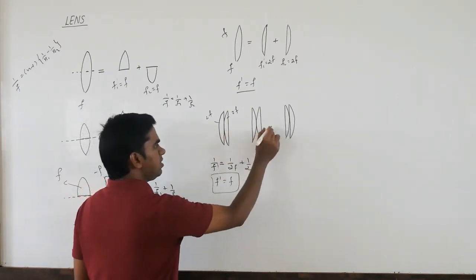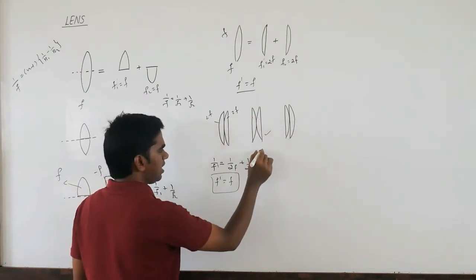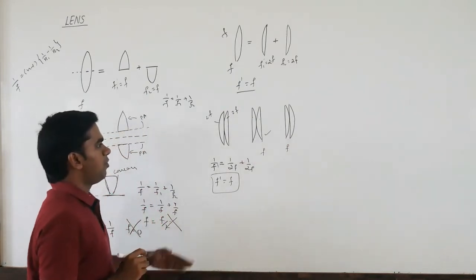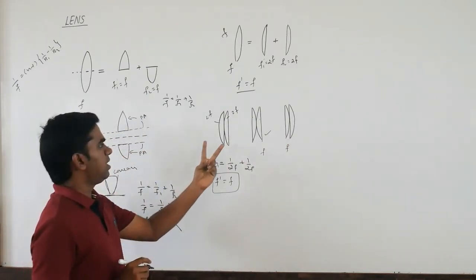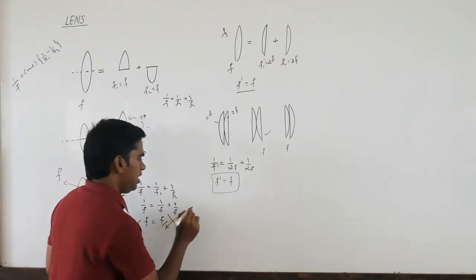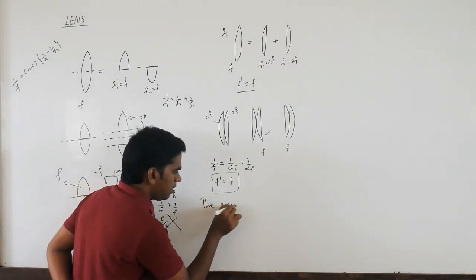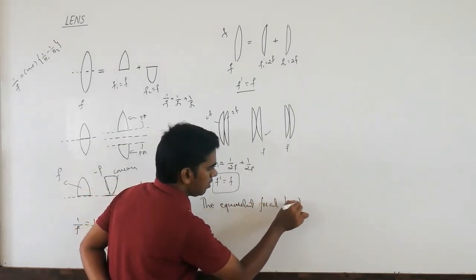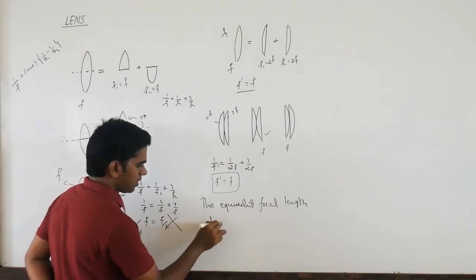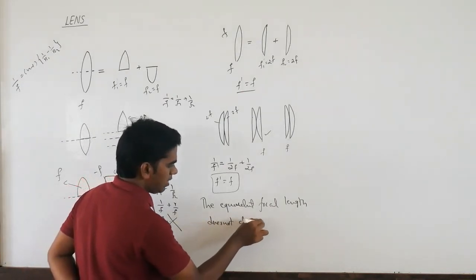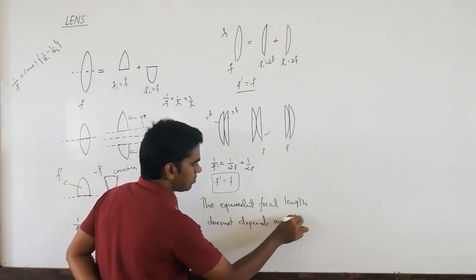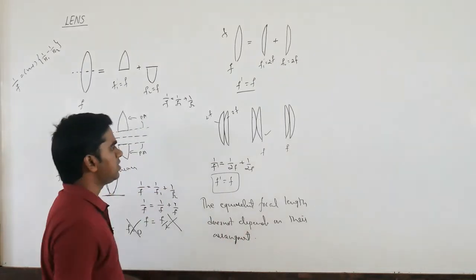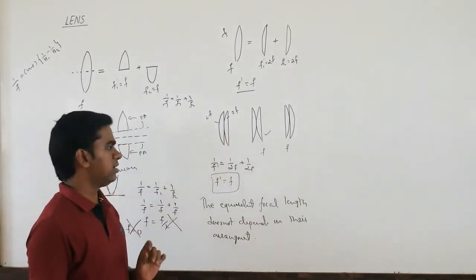You can apply the same thing here also. This is also 2f. Again you will get f only. Again here 2f, your answer will be f only. So your focal length is not changing just by changing their position. So the equivalent focal length does not depend on their arrangement. That means by changing the arrangement, focal length will not change.